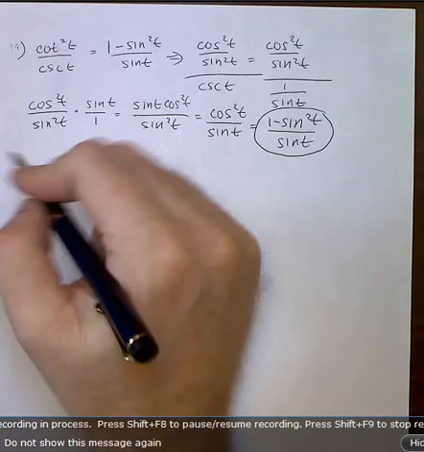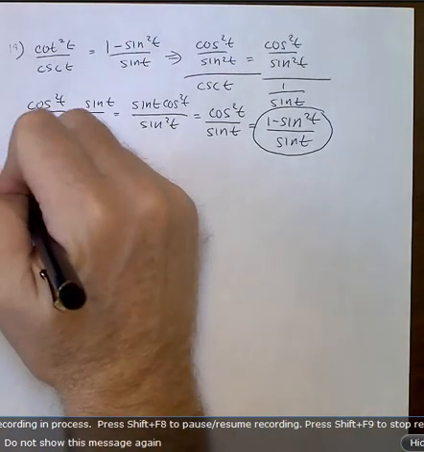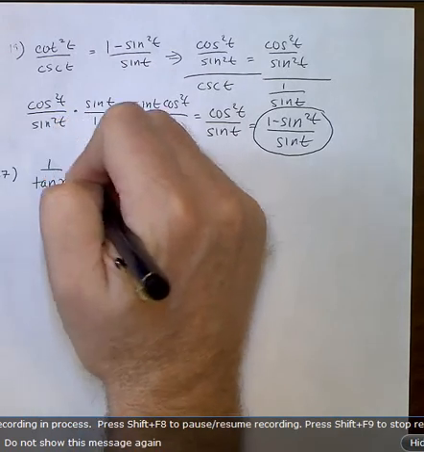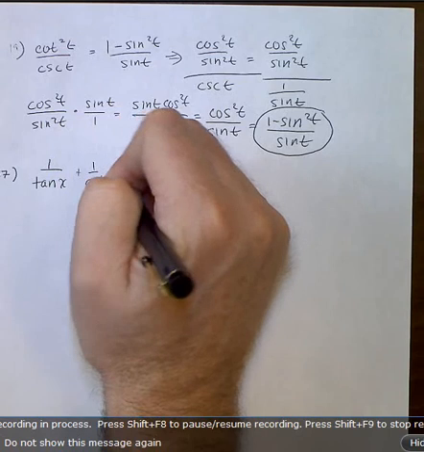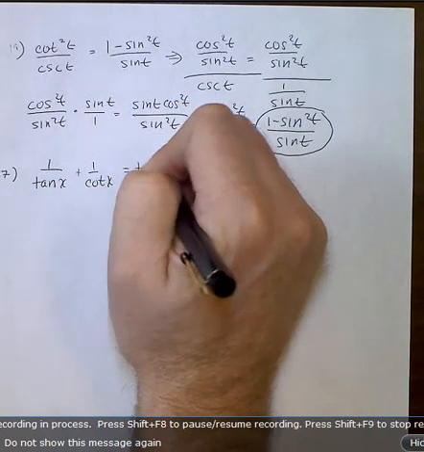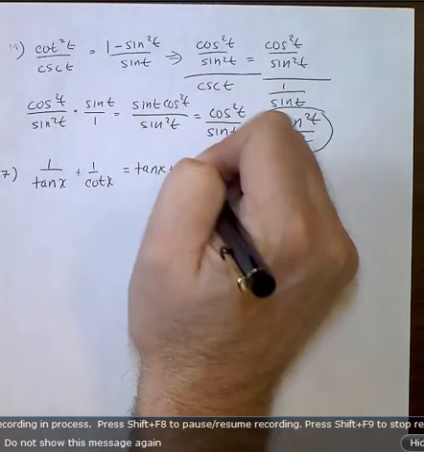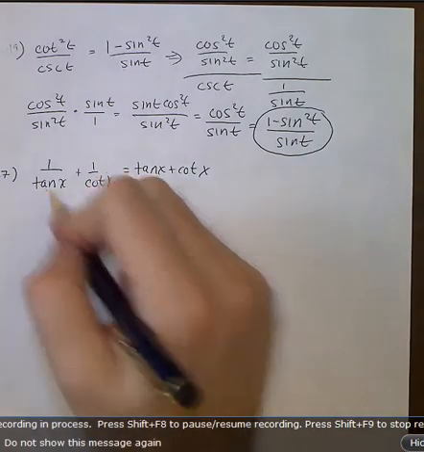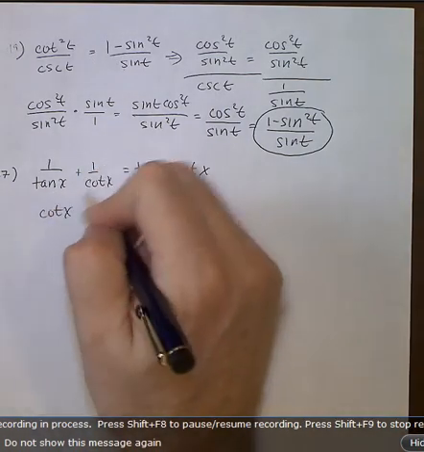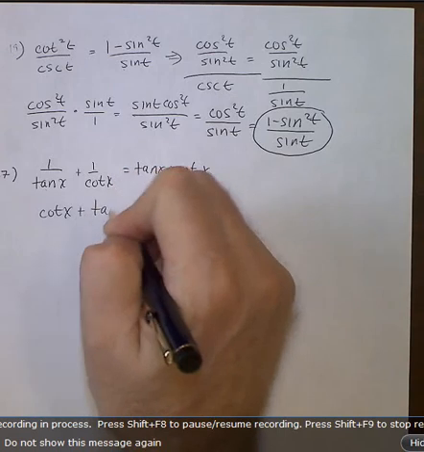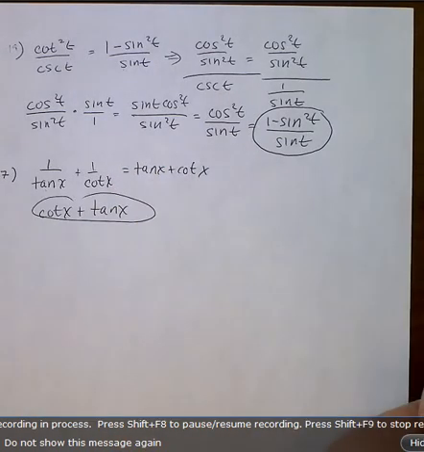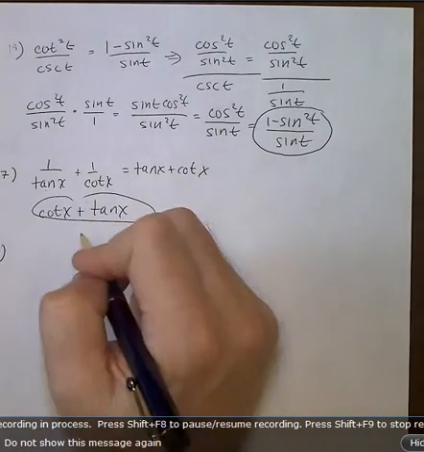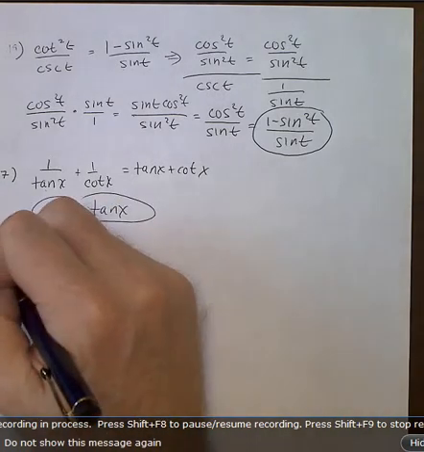In terms of number 27, we're asked to prove that 1 over the tangent x plus 1 over the cotangent x equals tan x plus cotangent x. This is a fairly simple one. Don't overcomplicate it. 1 over the tangent is the cotangent of x. 1 over the cotangent is the tan of x. And we're done. One step. Okay, we don't overcomplicate it. We don't need to. And then finally, number 33.